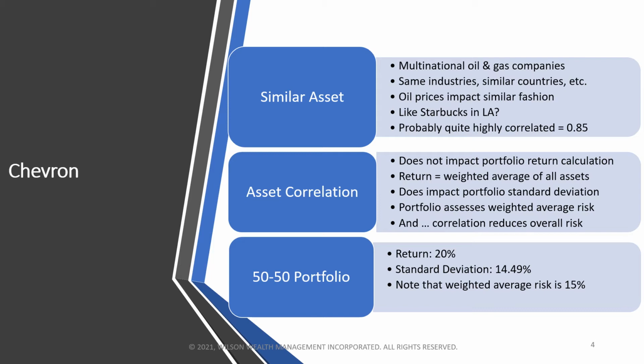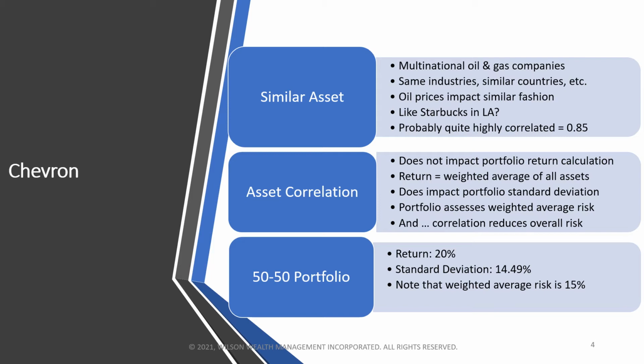Now, the asset correlation calculation doesn't impact portfolio return calculations. The portfolio return is simply the weighted average of all the assets in the portfolio. If you have 2 assets, 50-50. If you have 4 assets, each of them weighs 20, and they all are equally balanced, that would be 25% each. Or if you have 3 assets that are 10% each and one that's 70%, that's how you weight them. It's just a pure calculation.